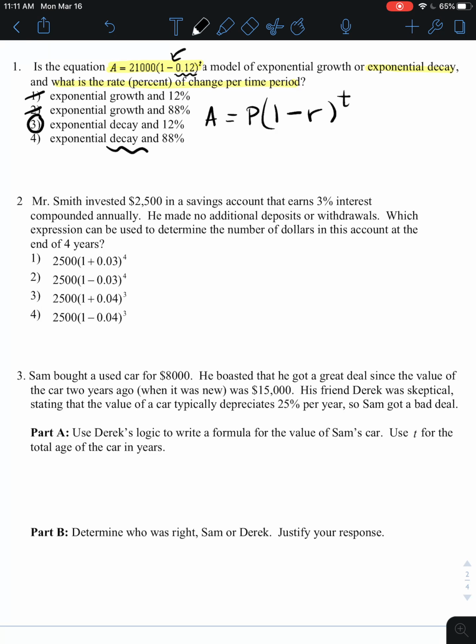Now, this other choice that had decay, that 0.88, where that's coming from is if you actually typed these numbers into your calculator and subtracted 0.12 from 1, you would get 0.88. So that's not the rate, that's actually just the multiplying factor. So those are not the same thing. The multiplying factor is what you're actually multiplying your y values by if you were looking at this table, whereas the rate is what you subtract from 1 to get your multiplying factor.